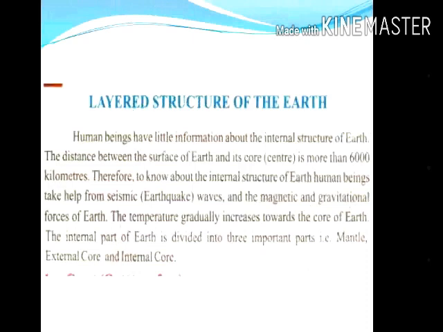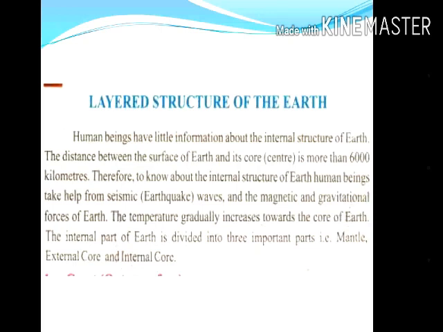Layered structure of the earth. Human beings have very little information about the internal structure of earth, and the distance between the earth's surface and its center is more than 6,000 kilometers. So it is very difficult to know what's inside the earth.